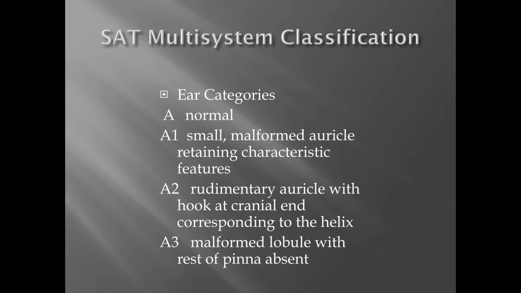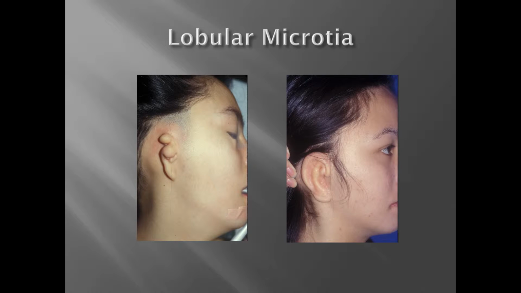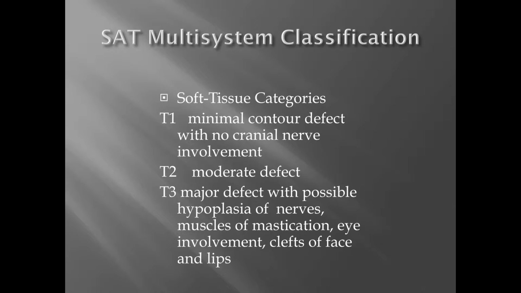Under the SAT multi-system classification, ears are also classified under A, and as you can see, there are different types, and reconstruction is possible. That will be talked about by another one of our speakers, so I am not going to delve any more into this condition at this time for you. Also under the SAT system, the last is the soft tissue, as I mentioned, and there could be no contour defect, which is the minimal T1, or a nerve involvement, to T3, where there is a hypoplasia of not only the soft tissue but the nerves, and also the involved muscles to the jaw and face.